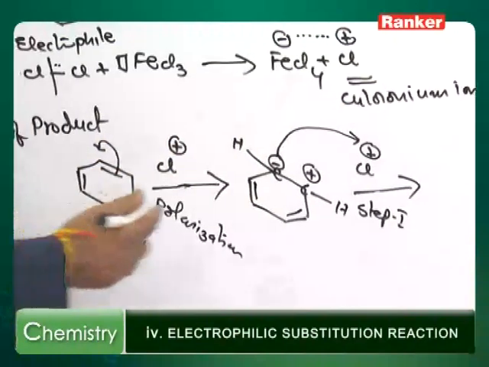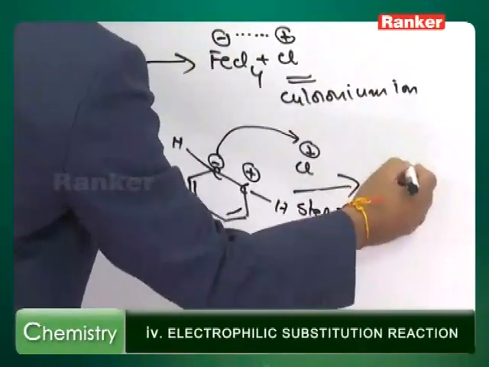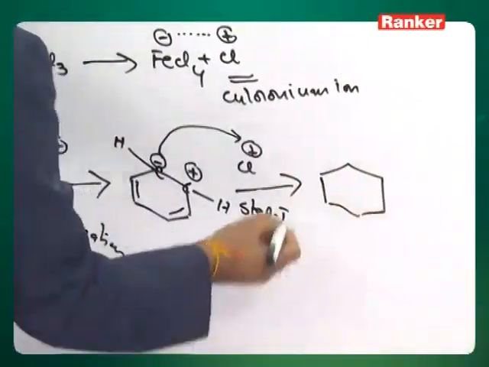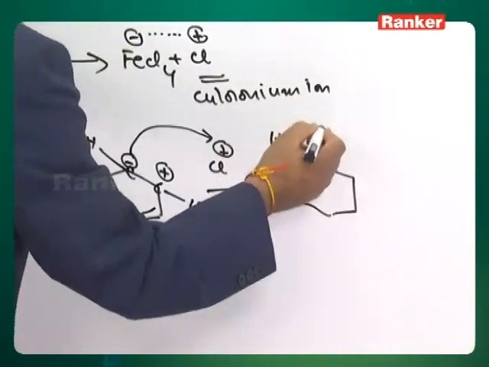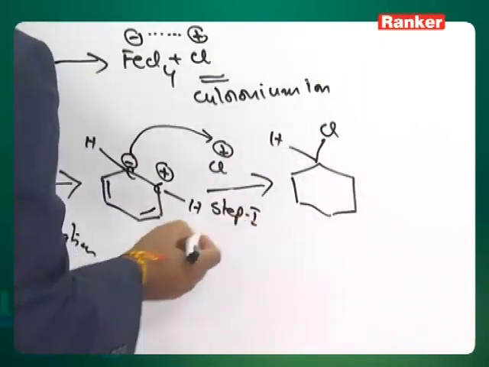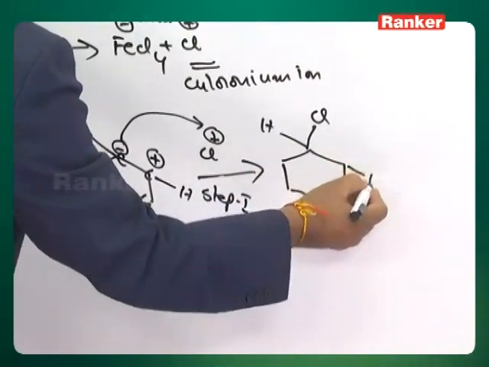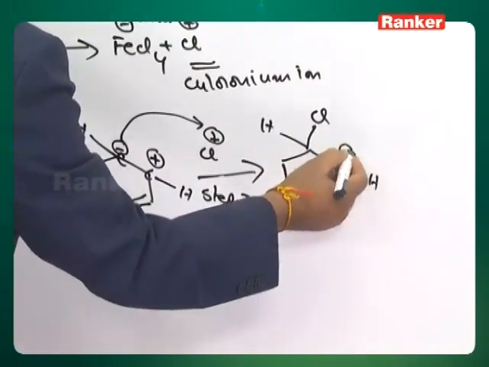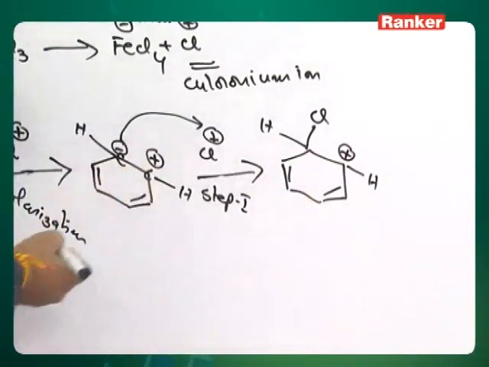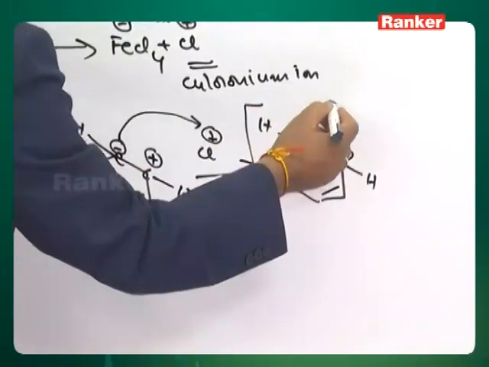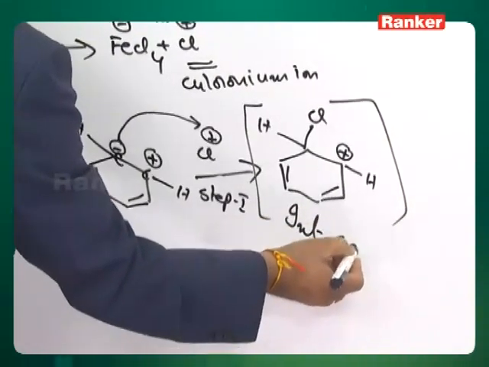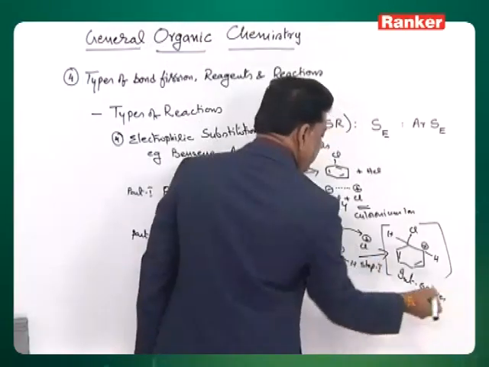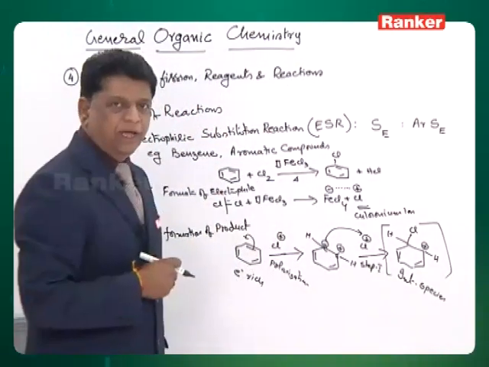So a bond comes between the carbon and the Cl. After step 1, what you get is called an intermediate species. So Cl has attacked, and on the next carbon we have a positive charge, right? The other 2 bonds are intact. Now, this is called what? Intermediate species. The intermediate species is again a carbocation.